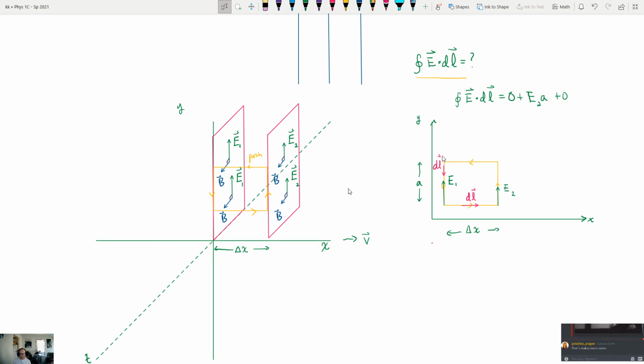So now E is up and dl is down. So what should I write down for E dot dl on the left side? Minus E1 times A. All right?